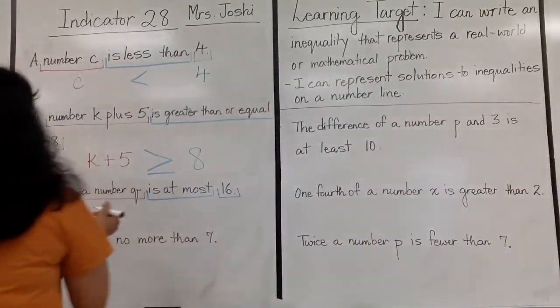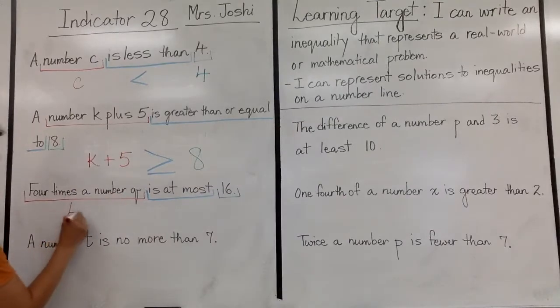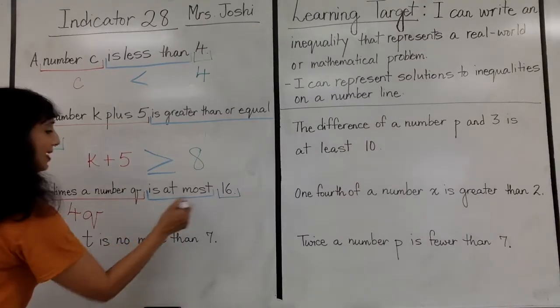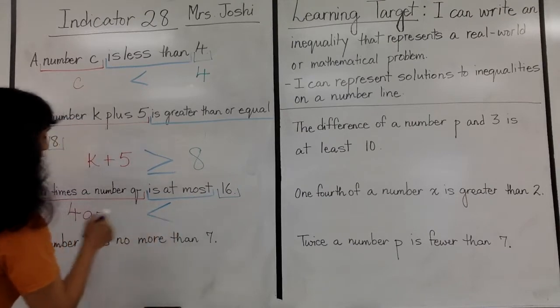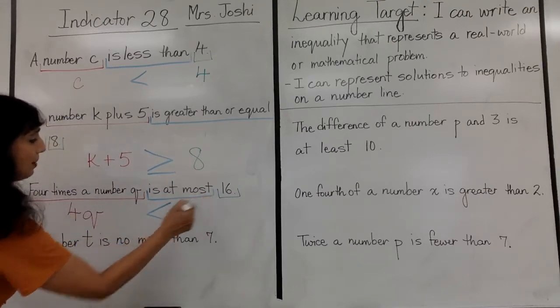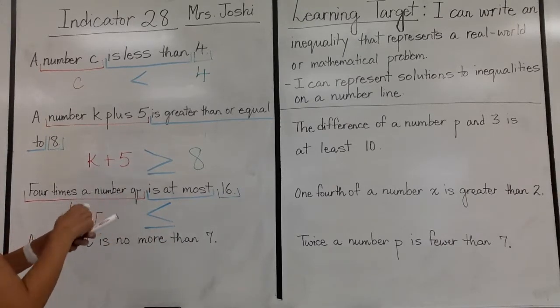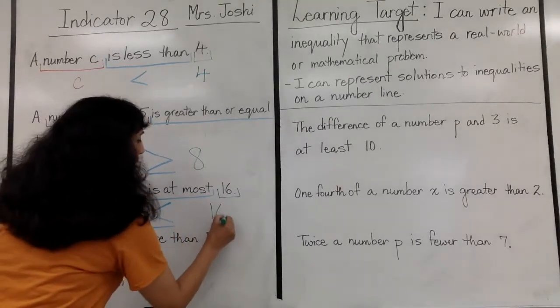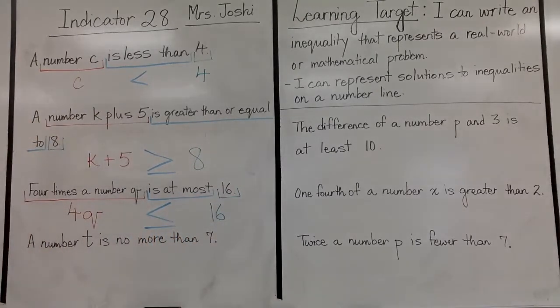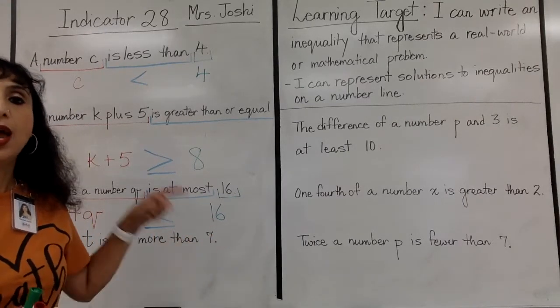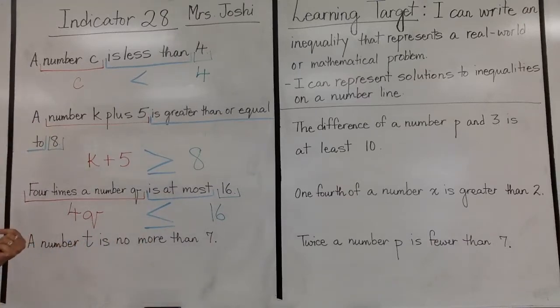So you don't have to put the multiplication sign in the middle. Please remember that. So 4 times the number Q is going to be 4Q is at most 16. At most means this is not just less than, maximum means that 16 is included. So that is why I have this. So 4Q is at most 16, and that is my inequality. Maximum it can be is 16. 16 is greater than or equal to 4Q.